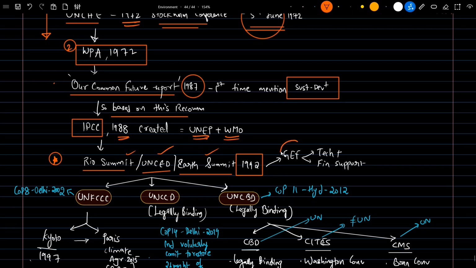So it created the GEF, Global Environmental Facility. It is basically a financial mechanism. It not only provides financial support, but also technical support. So in the exam, if it is given that the GEF, Global Environmental Facility, does only financial support, it is wrong. It gives both technical and financial support.